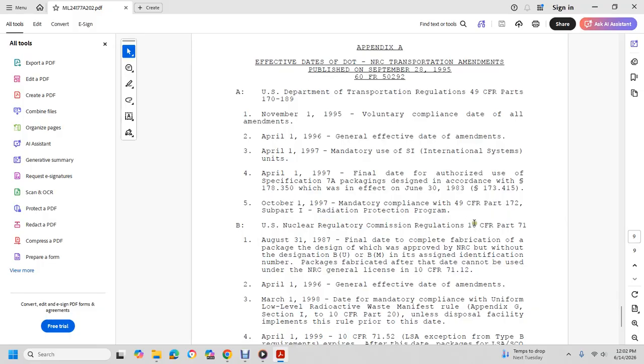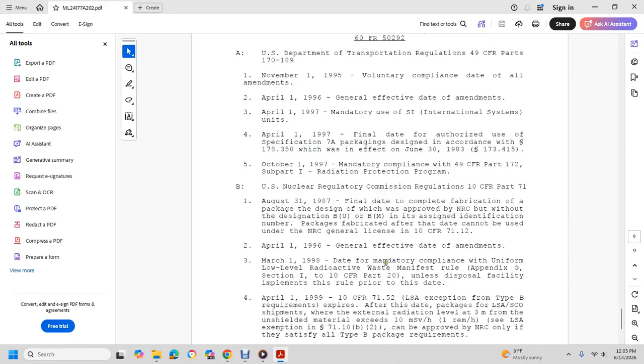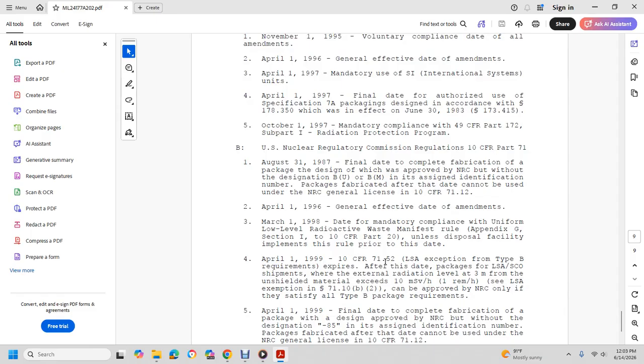U.S. Nuclear Regulatory Commission Regulation, Title 10 CFR Part 71, August 31, 1987, the final date of the complete fabrication of the package designed with the approval of the Nuclear Regulatory Commission, with designation of the BU or BM, design and identification number of the package fabricated with the date of the content of the Nuclear Regulatory General License with Title 10 CFR 71.12. April 1st, 1996, the general effect date of the amendments.